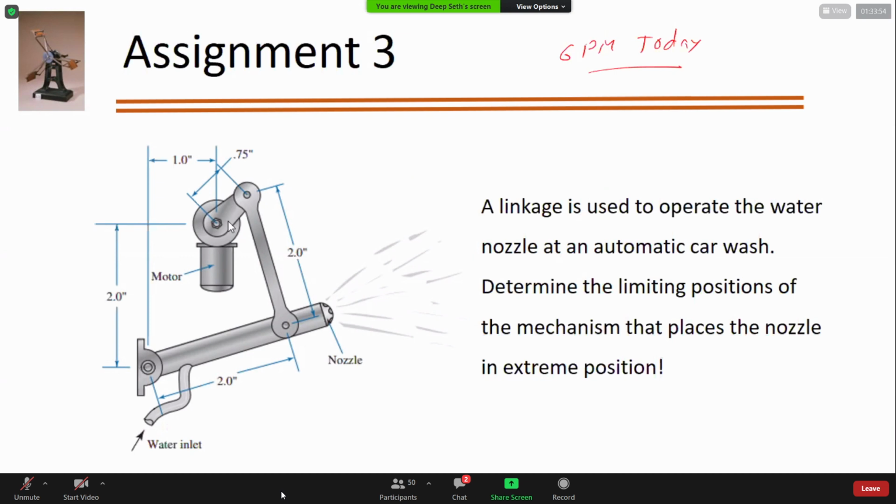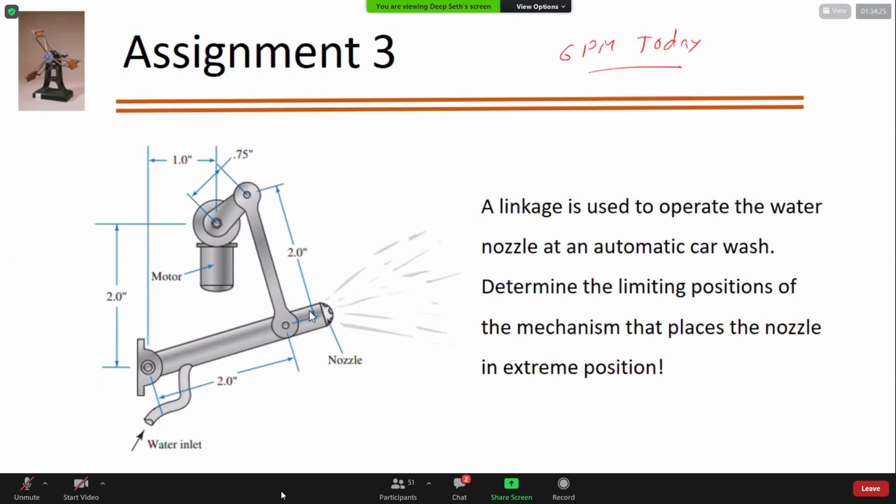So this is your assignment. What will be the input and output that you have to see? So what's actually happening here? You have a motor. This motor will rotate this part and you will have rotation over here. Then you have this coupler link and another link, which is the follower. This is what is happening over here. So that's the automatic car wash spray.